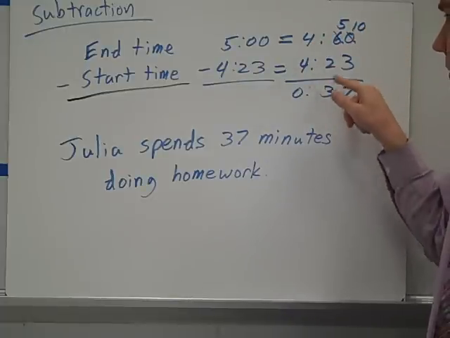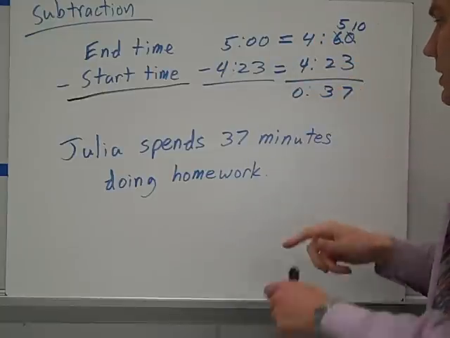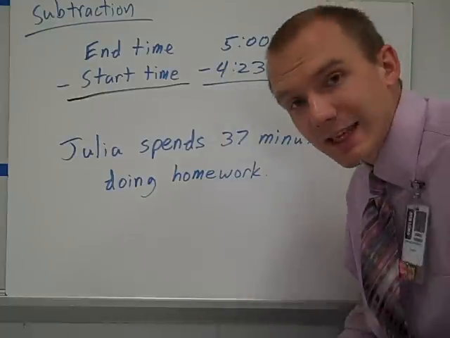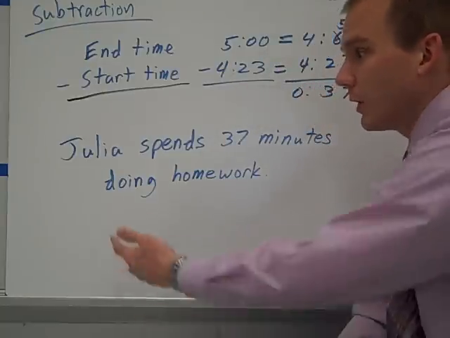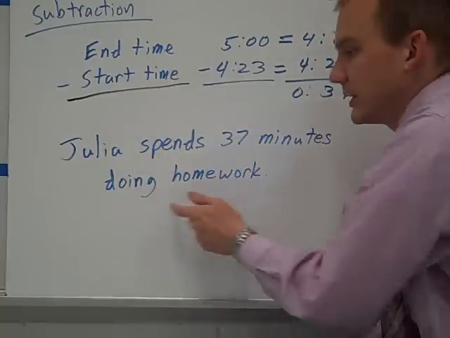5 minus 2 is 3. 4 minus 4 is 0. So I end up with 37 minutes. I get the same exact answer that I got from the number line. Julia spends 37 minutes doing homework.